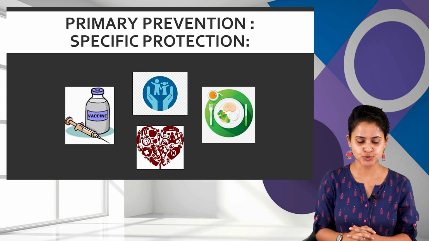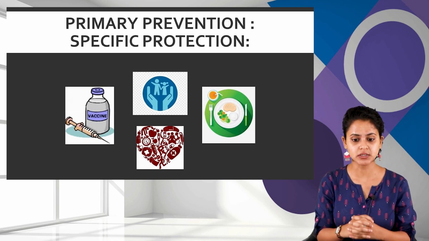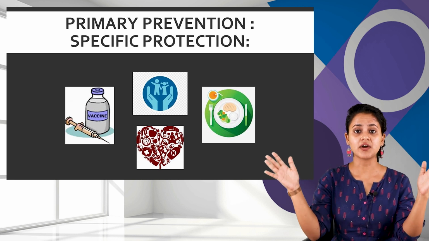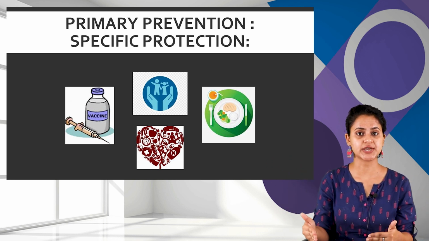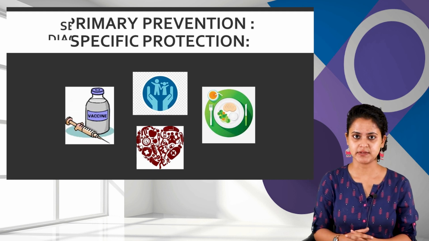chemoprophylaxis, nutritional supplementation, creating a pollution-free environment where exposure to carcinogens is minimized, noise control, standardization of consumer products, and accident control. These are all the factors or components of specific protection which come under the primary preventive level.